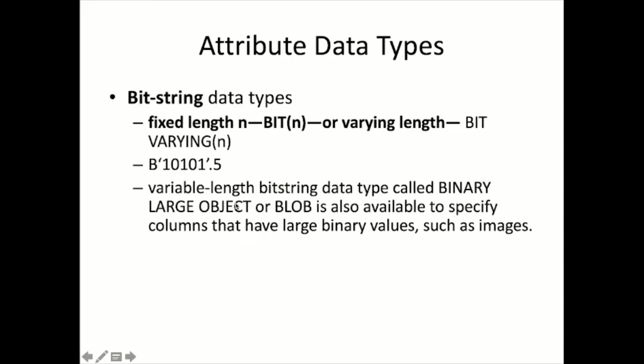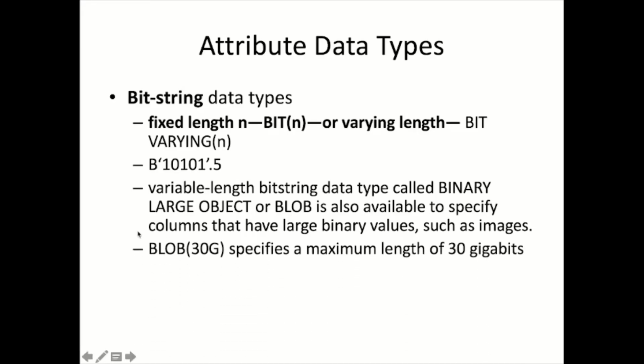So BLOB can be used, for example BLOB of 30G. It specifies a maximum length of 30 gigabits of information. If you specify this data type like this, it means you can store 30 gigabits of bit information inside. So this can also be used to store images and so on.